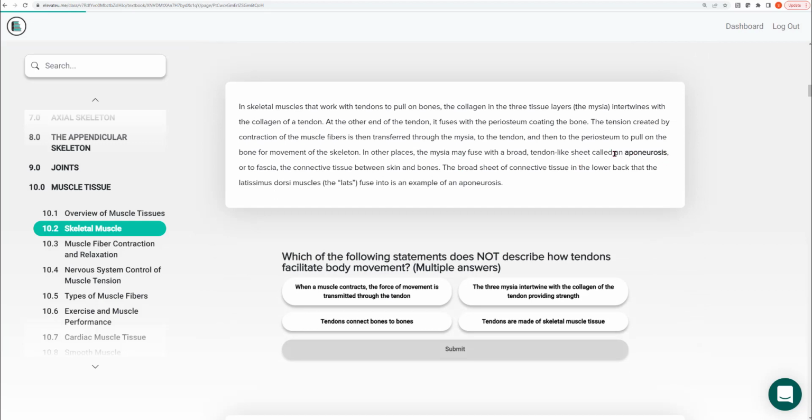Here's a term that I introduced last time, and that is an aponeurosis. An aponeurosis is sort of like a ligament or tendon, in that it's made of the same material. So an aponeurosis is made up of dense, regular connective tissue, and the job of an aponeurosis is to connect one muscle to another muscle, right? These are muscle-to-muscle connectors.